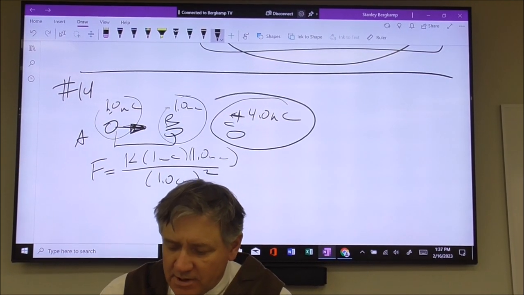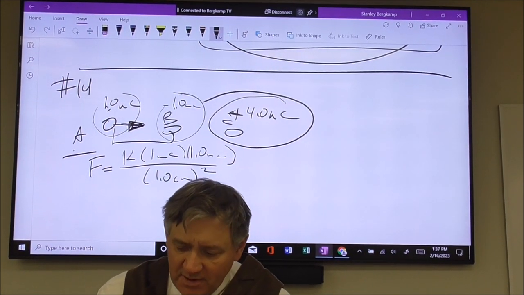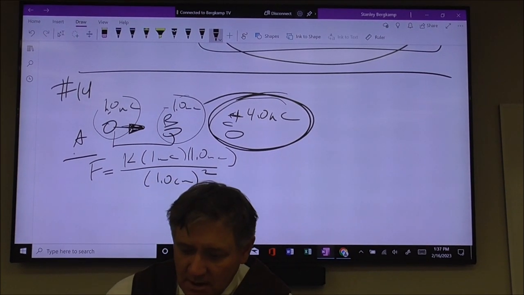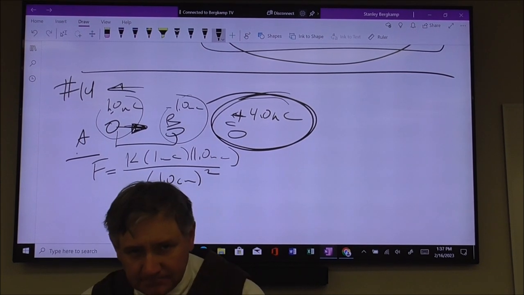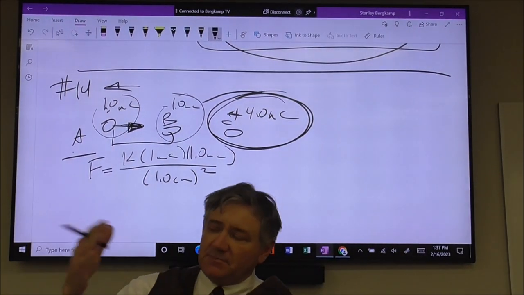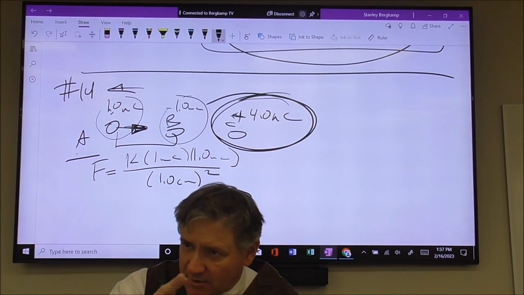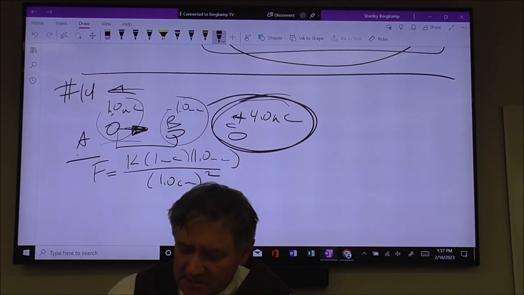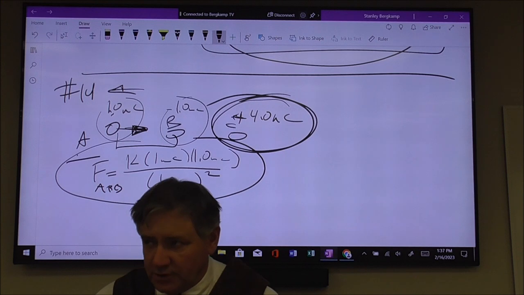Now, in terms of C, what is A going to feel relative to C? So C is going to try and push this thing back, right? Now, if there's going to be a net force, there's going to be a difference between that attraction and that repulsion, right? So this is the force between A and B. True? It's cool. Got that.